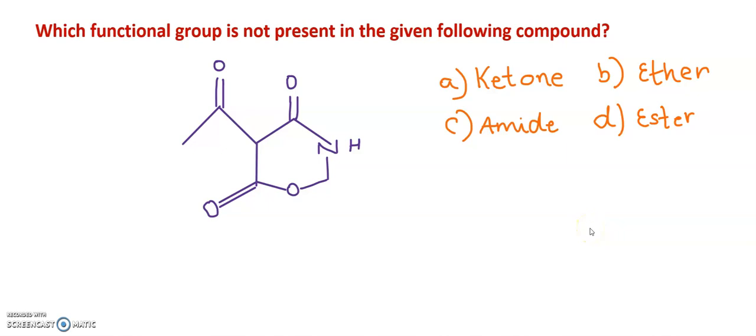Welcome to chemistry class. The question is, which functional group is not present in the given following compound? And you have four options: ketone, ether, amide, and ester. You have 30 seconds to think over it and write the answer in the comment section.